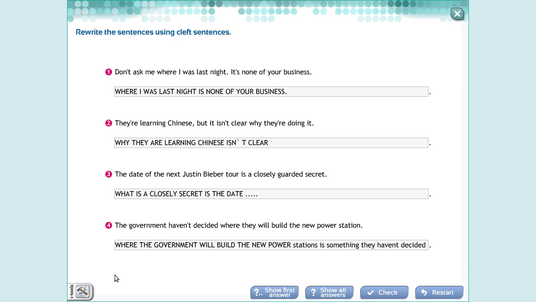Did you understand, guys? It's not hard, so you're putting emphasis on different parts of your sentence. When you use where, you give emphasis to the place. Why, you give emphasis to the reason. What, you give emphasis to something. Great. If you didn't finish, you can pause the video and continue later.